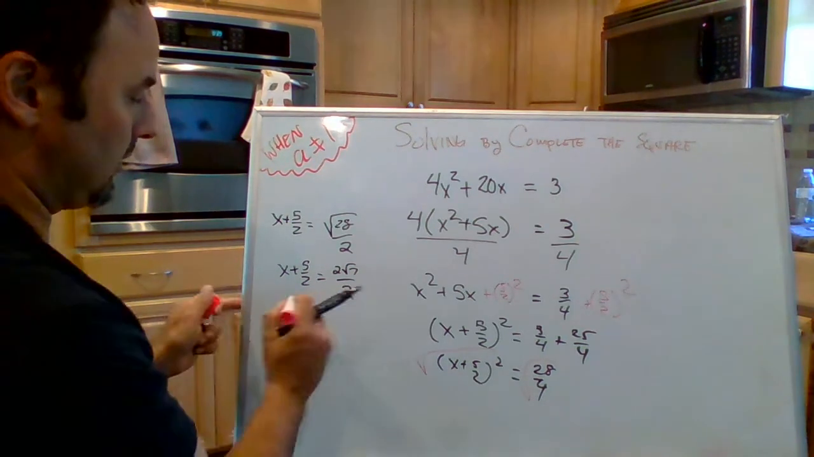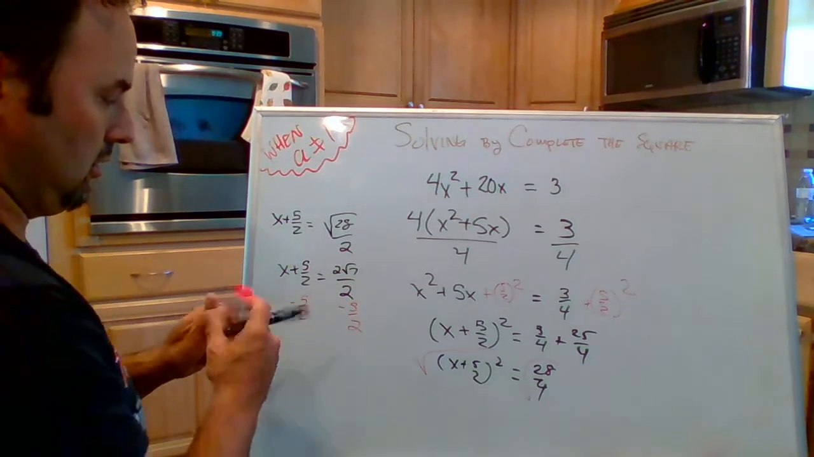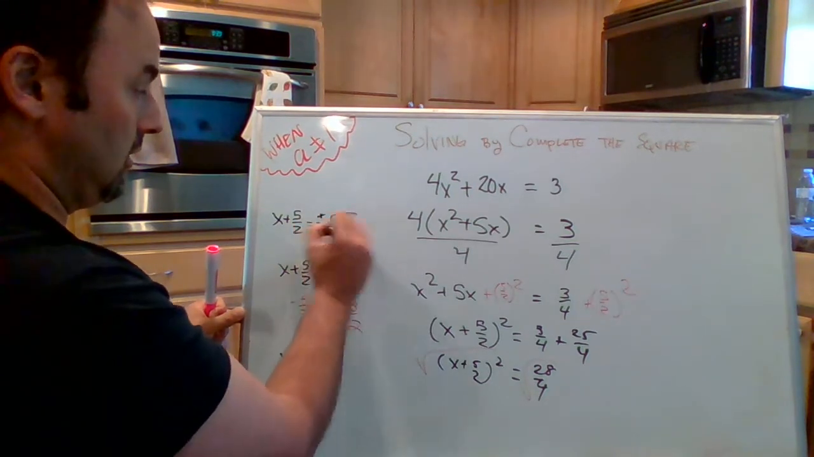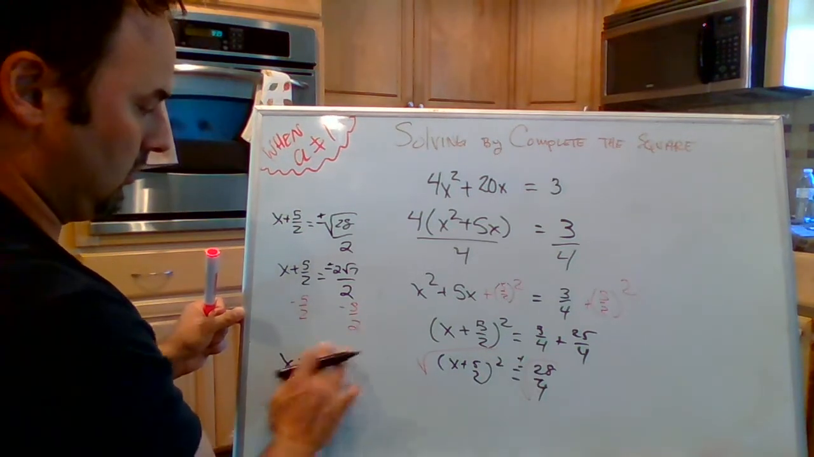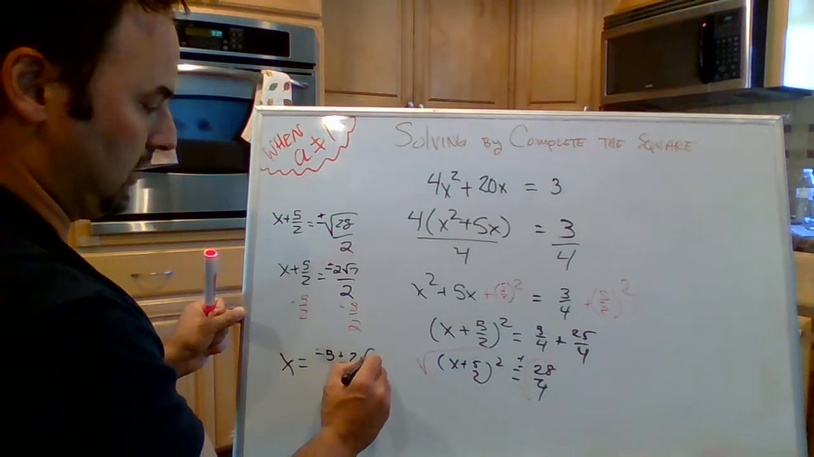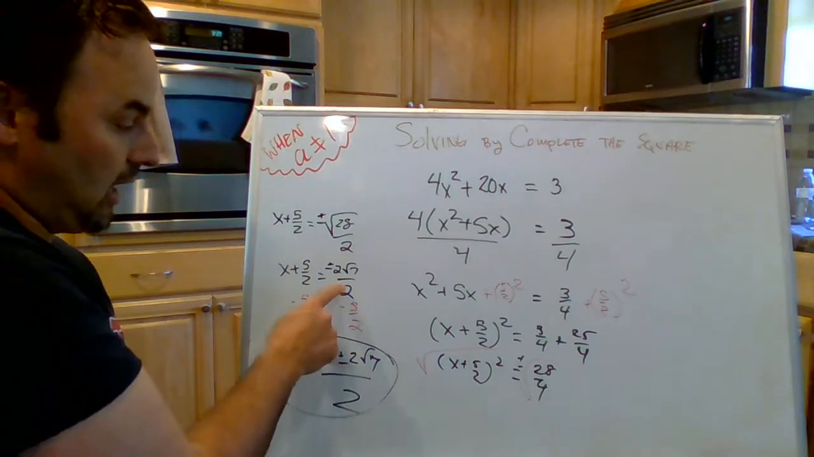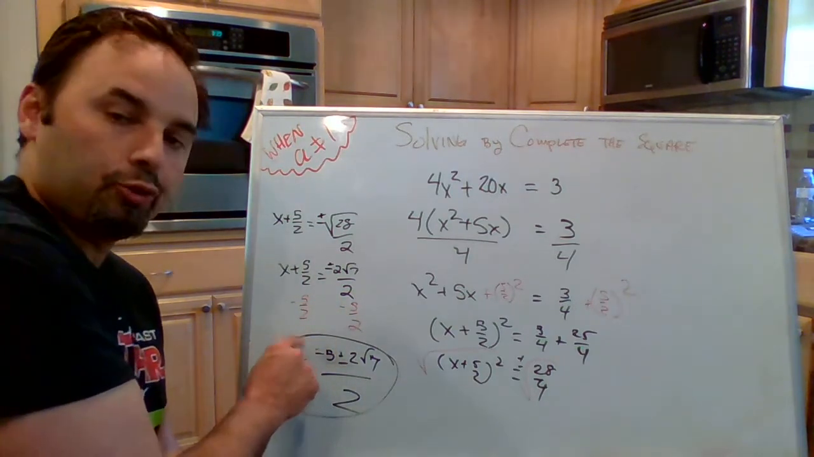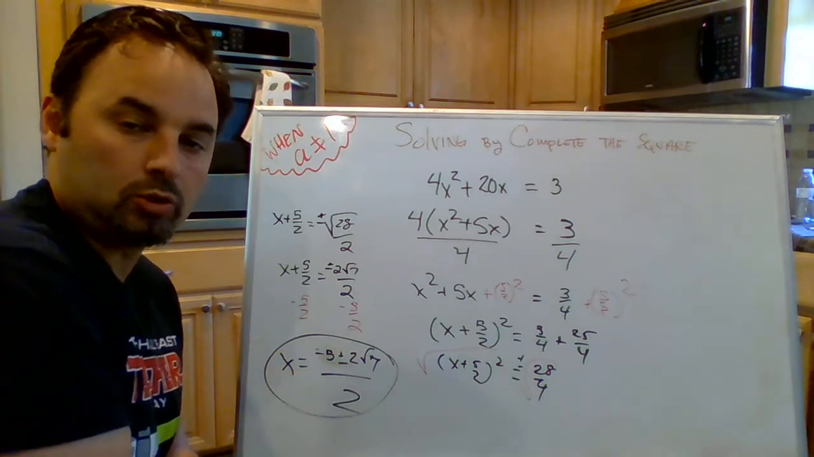I'm going to subtract 5 halves from both sides. So I have x is plus or minus 2 radical 7, excuse me. Whew, come on, Mr. Bracco. So negative 5 plus or minus 2 radical 7 over 2. I have a common denominator of 2 here, so I can just combine it. You want to put the non-radical first, and this looks just like a quadratic formula.